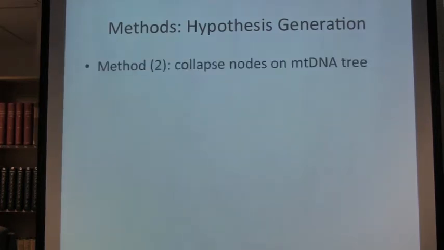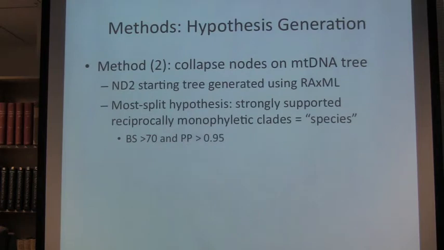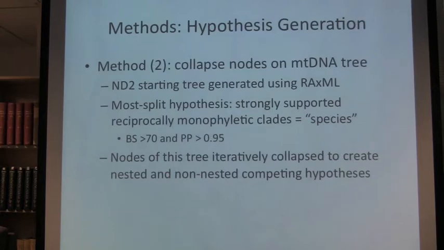For method 2, I started with the ND2 RAxML-inferred tree. I grouped clades on this tree into strongly supported, reciprocally monophyletic mitochondrial clades. And on this resulting tree, I iteratively collapsed nodes within the tree to create increasingly inclusive, nested and non-nested hypotheses of species delimitation.